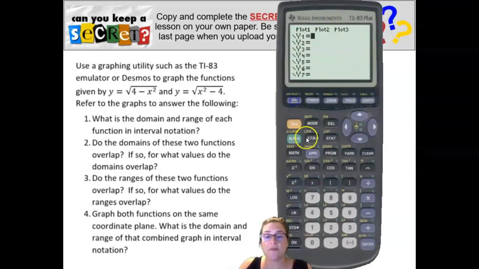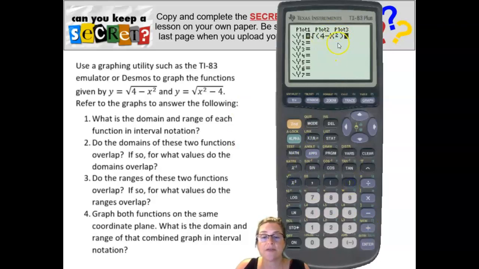In the TI-83, press the y equals button, and this brings up where we can type a function. And we'll just start with this first function given by the equation y equals the square root of the quantity 4 minus x squared. So we'll press second, and then the square root is located up here above the x squared button. And the argument of that square root function is 4 minus x, and there's the square.